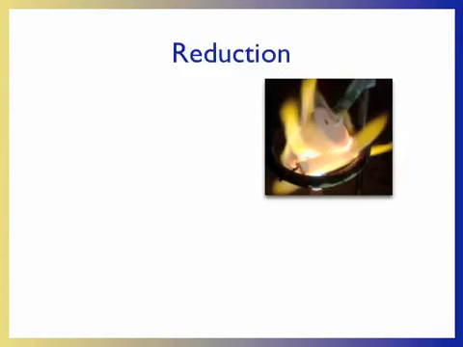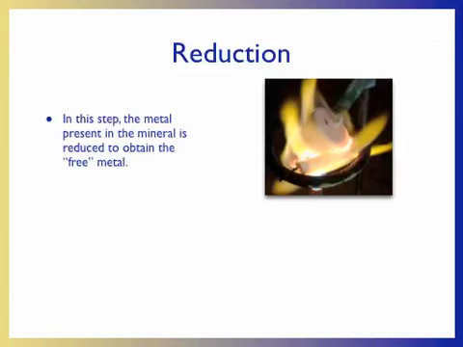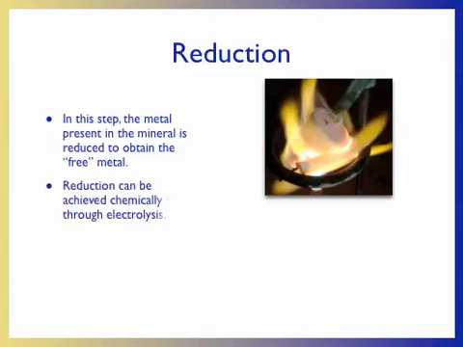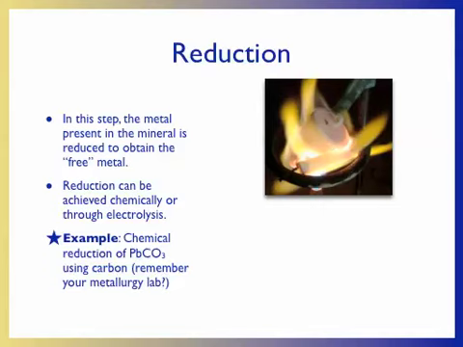This brings us to the next step of metallurgical processes, reduction. In reduction, the metal that's present in the mineral is reduced from a positive oxidation state to oxidation state 0, which gives the free metal. We can cause reduction to occur in 2 ways. We can use a chemical reaction, or we can use electrolysis. One example of a chemical reduction is the use of carbon, which is highly abundant and cheap.